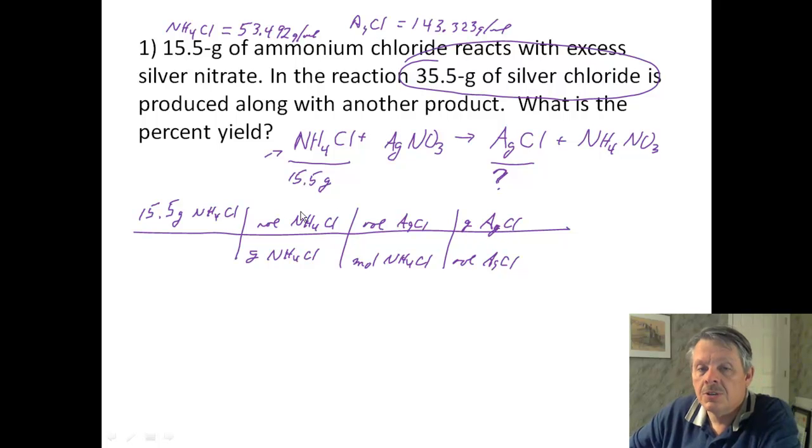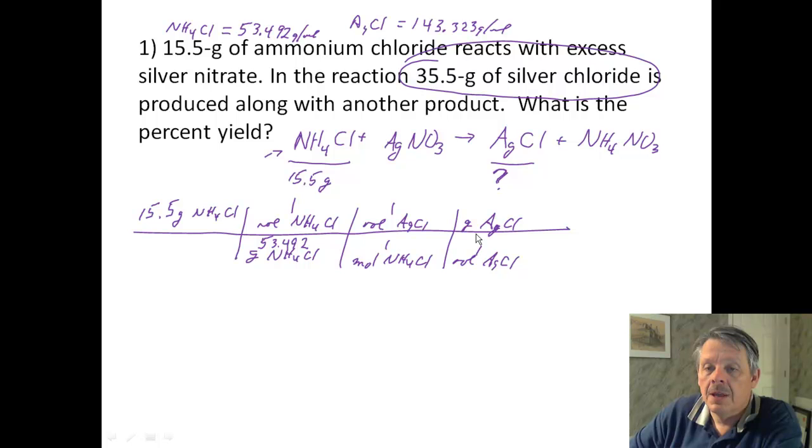So let's look and see what we have. 1 mole of ammonium chloride. We have figured out that the mass of that is 53.492 grams per mole. And our coefficients we said are all 1. And 1 mole of silver chloride weighs a total of 143.323 grams per mole. So when we actually do this math and come up with how many grams of silver chloride we expect to get, we find that that number is 41.5 grams.